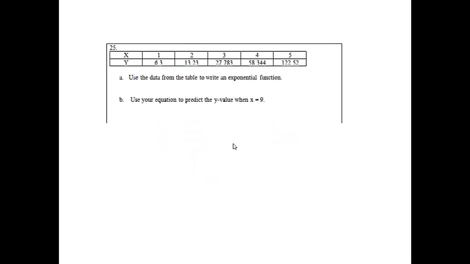Okay, 25. We've got some information there, and it says use the data from the table to write an exponential function. Well, we know exponential functions are, again, y equals a times b to the x. The first thing that I would like to check on this one is what is that growth rate? And if you remember what we do on a problem like this, we are going to backwards divide.